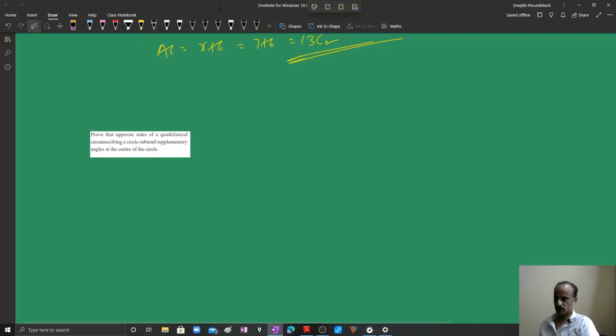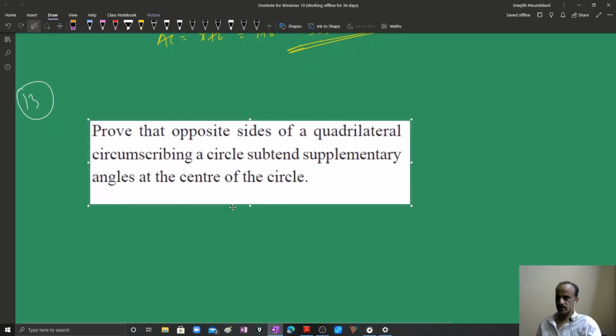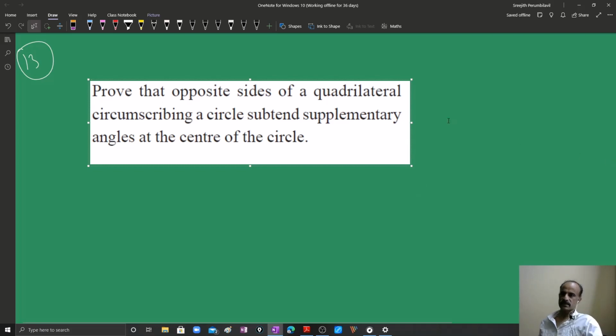Question number 13. Prove that the opposite sides of a quadrilateral circumscribing a circle subtend supplementary angles at the center. Supplementary angles at the center.